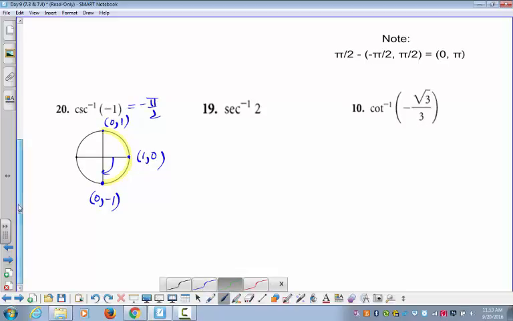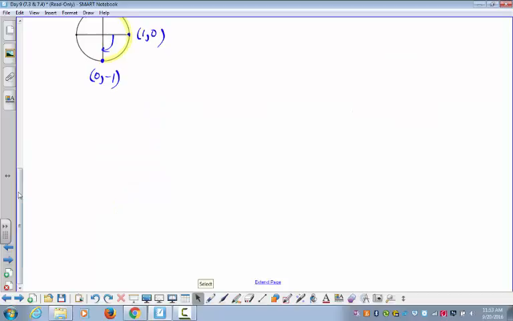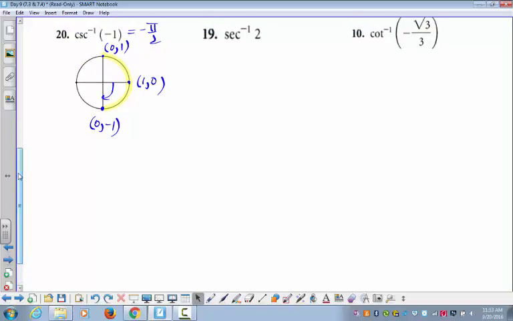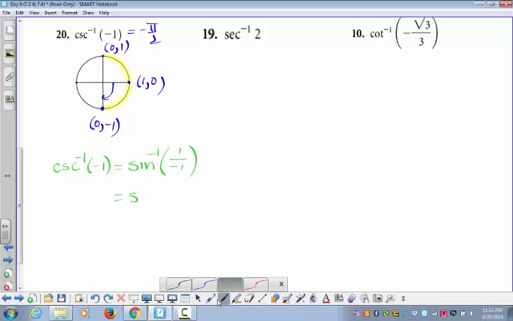So that would be the direct way to do it. The way using the formula, you would say inverse cosecant of -1 is equal to the inverse sine of the reciprocal of -1, which is the inverse sine of -1. And then you'd be saying the same thing in your head, angle on the right with a sine value of -1, which is right there at -pi/2.